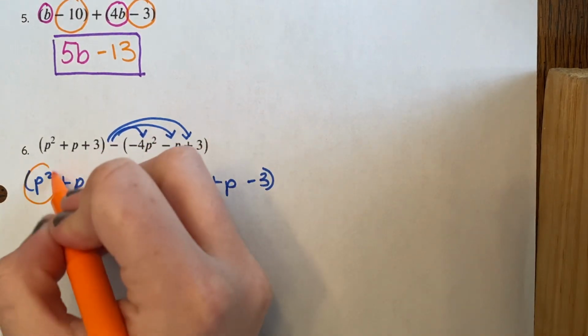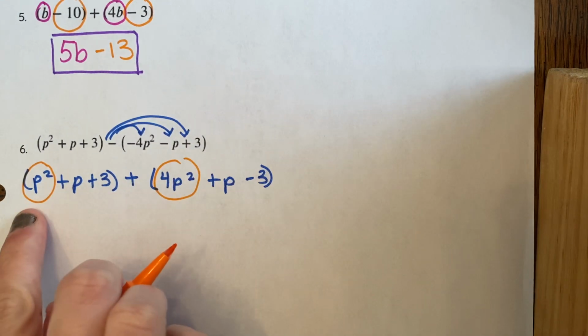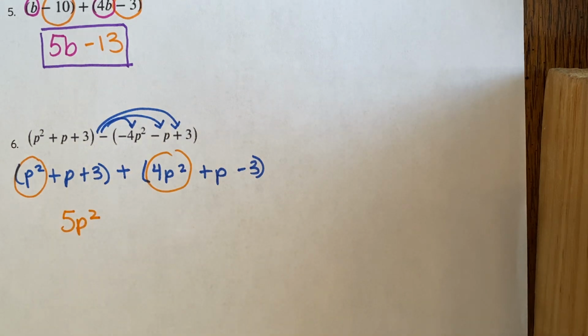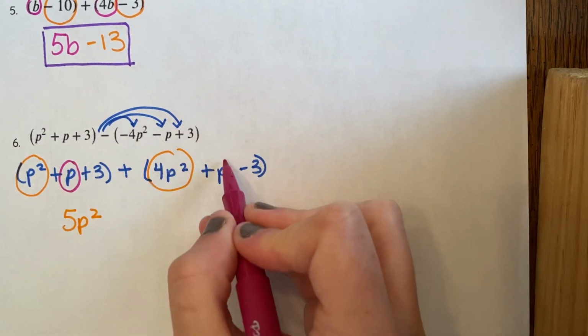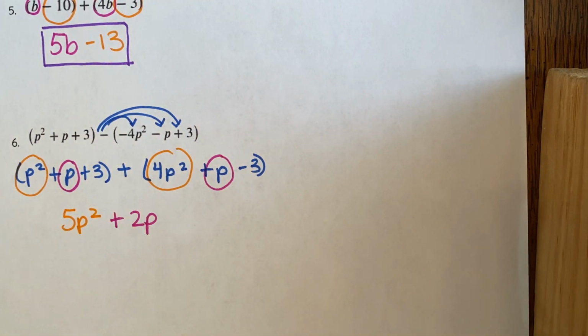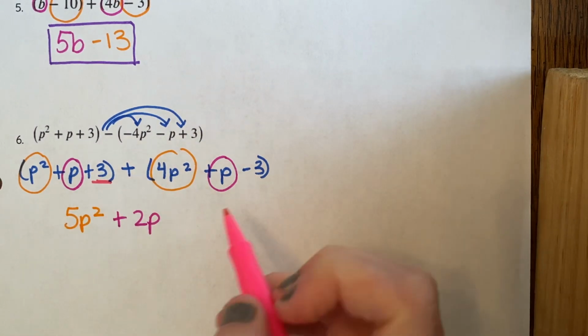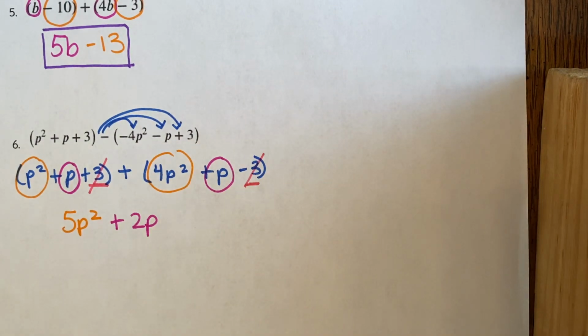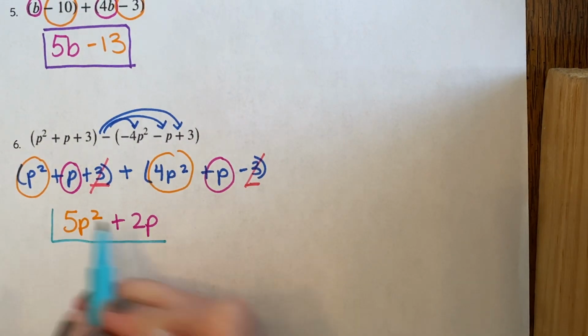So I have a p squared and 4p squared. So 1p squared plus a 4p squared becomes a 5p squared. And then I have a 1p plus a 1p, so plus 2p. And then it looks like here I have a positive 3 plus a negative 3, so those are going to cancel out. So this would be my final answer.